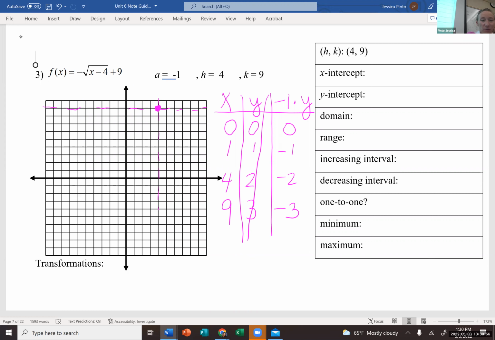So 0, 0, yep, I'm there. 1 for x, -1 for y, great. 4 for x, -2 for y. 9 for x, no, I'm just off the graph. So I'm just going to draw my arrow pointing this way, but I'm also noting that I'm pointing it down. It's going down. The y values are getting smaller. This is so hard because I normally use a ruler that has curves to draw curves.